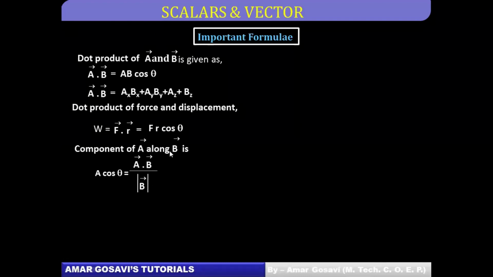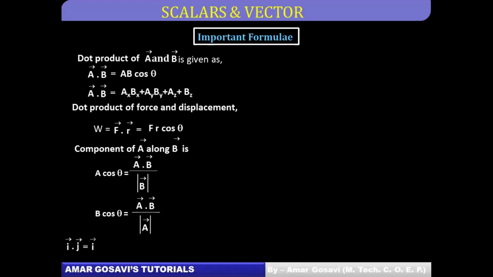Had it been the component of B along A, then the formula would have been B cos theta equals A bar dot B bar divided by A. You get it from this particular equation. These two formulas are very, very important for solving problems.